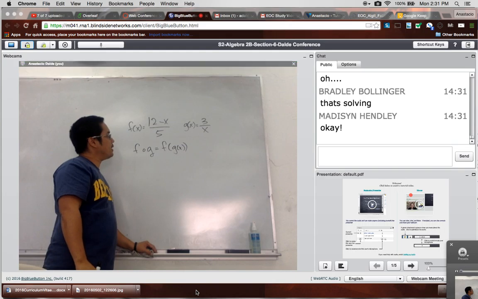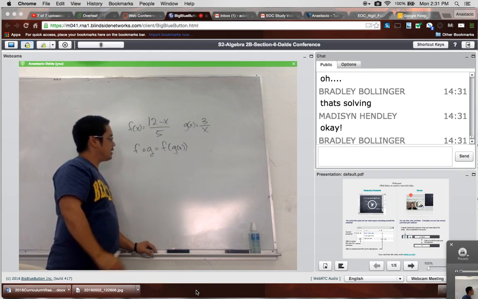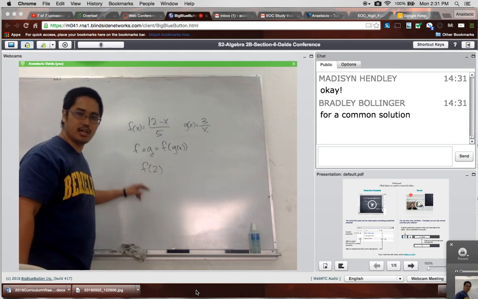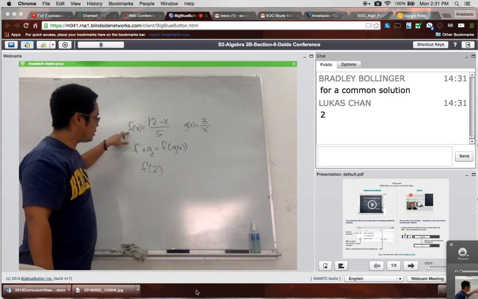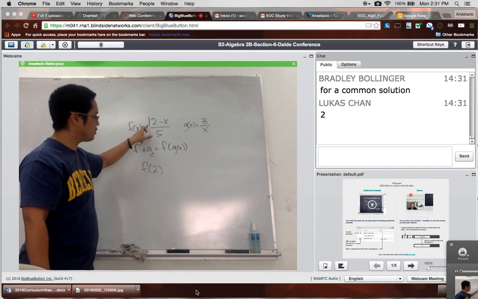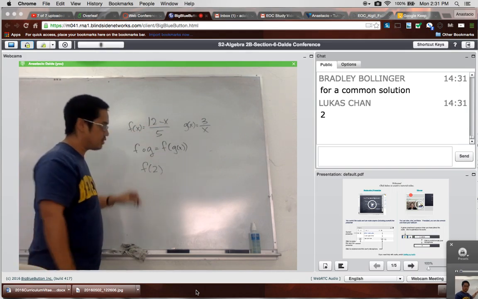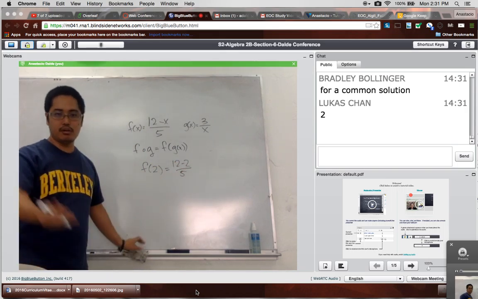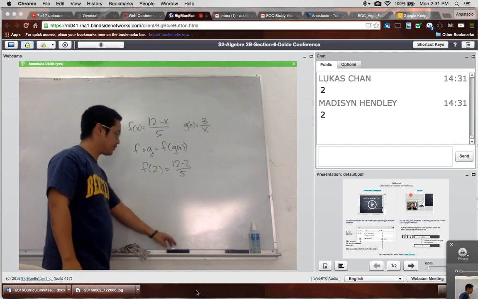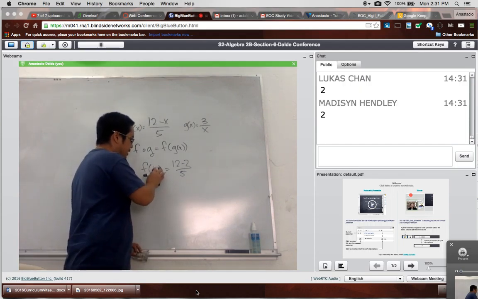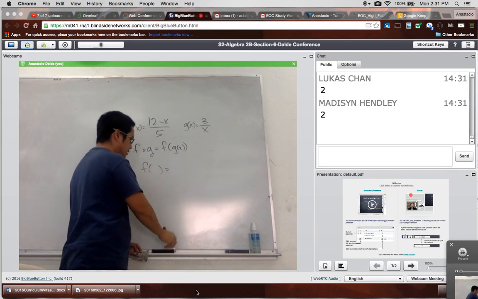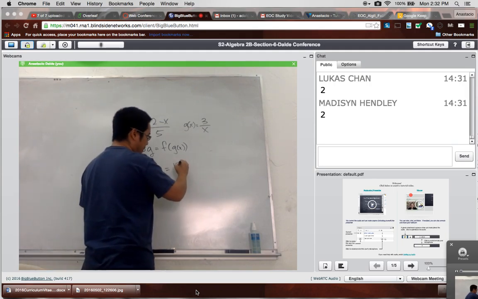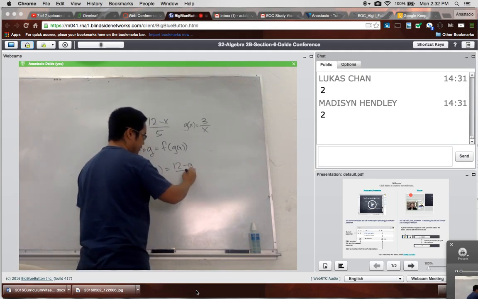So, f of g of x is basically, if I told you what is f of 2, all you do is replace this x with a 2. All you got to do is replace everything in here with a 2. So it's 12 minus 2 over 5, which we know as 2. Cool. So what if I replace this with a g? Well, that's pretty easy. That's just 12 minus g over 5. Are we cool?